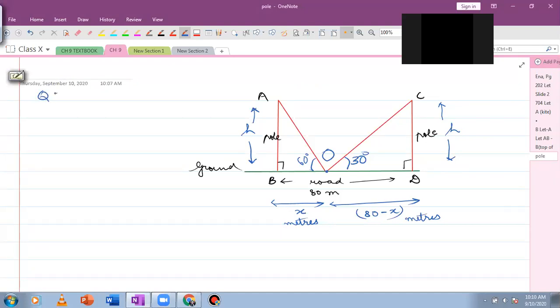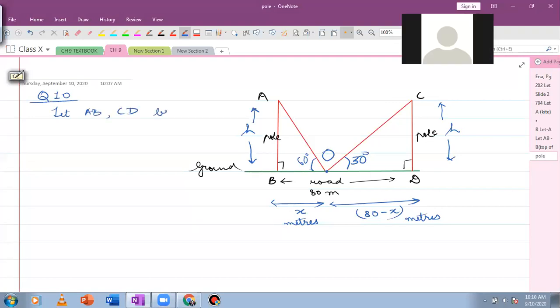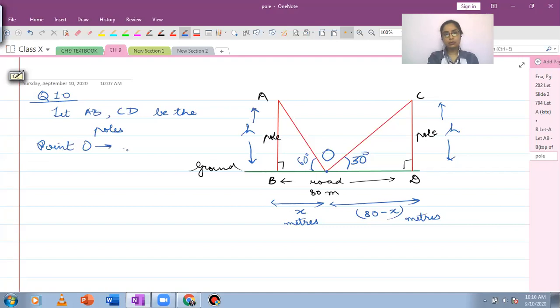So this is question number 10 here. Let AB, CD be the poles. Point O is the point of observation.